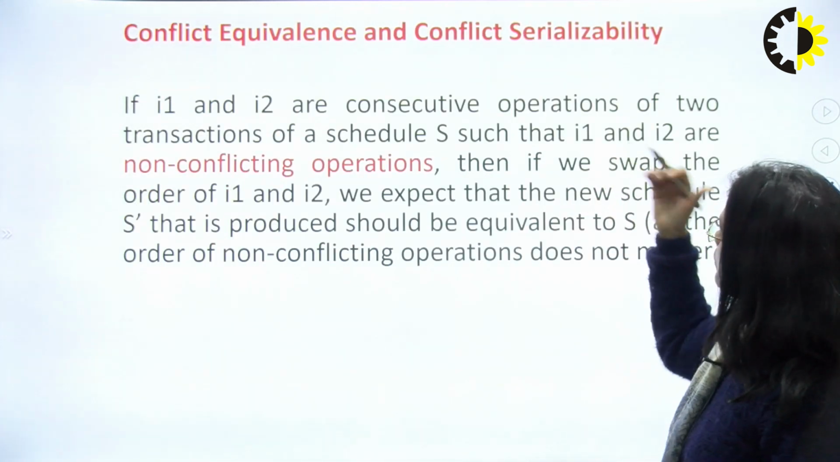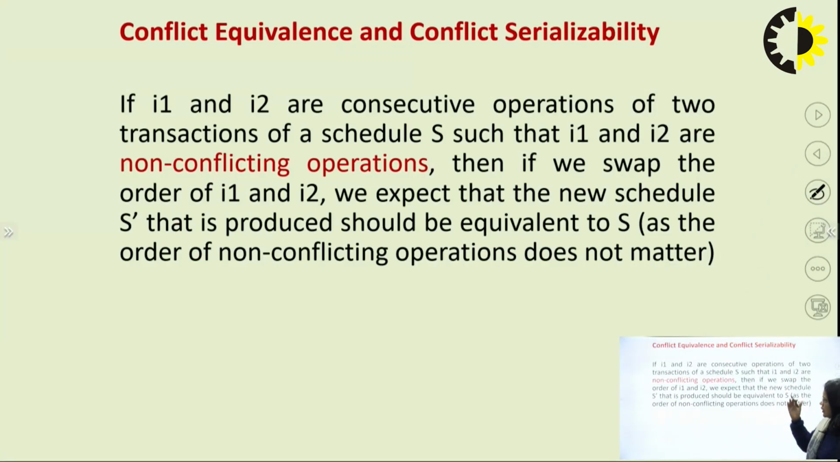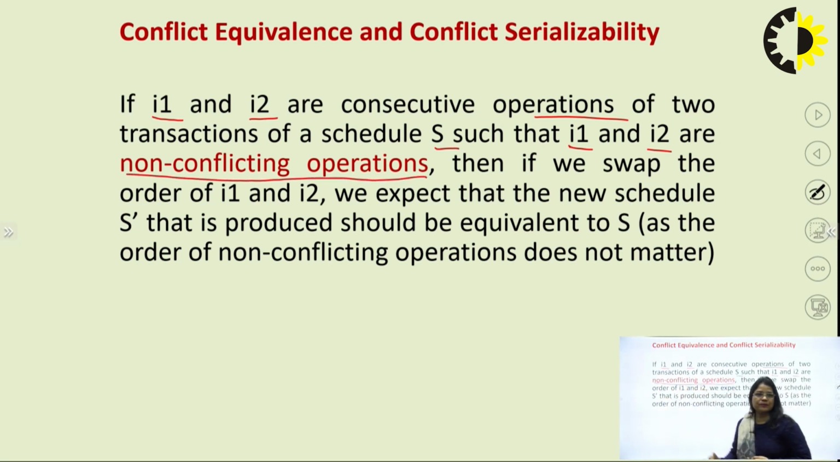Conflict equivalence, or conflict serializability, arises in this situation: I1 and I2 are consecutive operations of 2 transactions of a schedule S, right? And these operations are such that I1 and I2 are non-conflicting operations. If I1 and I2 are non-conflicting operations in a schedule, and we swap the order of I1 and I2, we expect the new schedule S' to produce the same result as produced by S. So the order of non-conflicting operations does not matter.